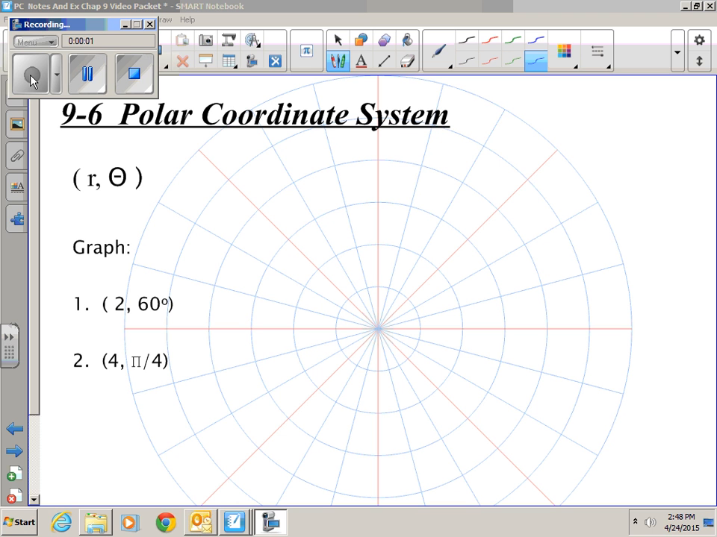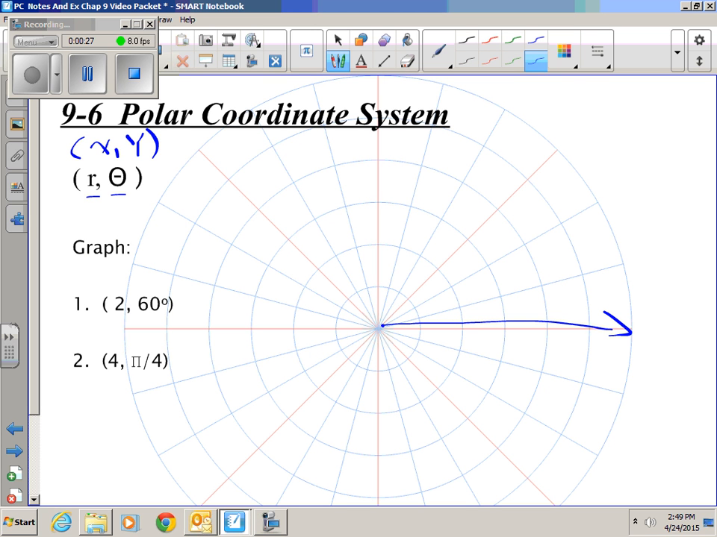Welcome to video lesson 9-6, our lesson on the polar coordinate system. The polar coordinate system deals with an ordered pair just like we do with the rectangular coordinate system. But as opposed to going x comma y, we are going to go r comma theta, where r is the distance from the origin and theta is the angle, where we're starting at due east as our 0 degrees.